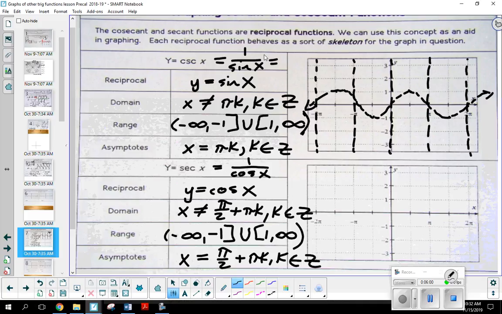Now, what we're going to notice are branches that open away from where the graph of sine is. In fact, these begin at the maximums and the minimums of sine. So everywhere sine has a maximum or a minimum, we're going to have a branch that opens away from that point. So here I have one that opens up, opens down, opens up, opens down. Now I'm going to go back and I'm going to erase the graph of sine.